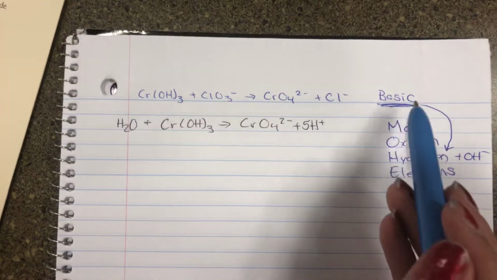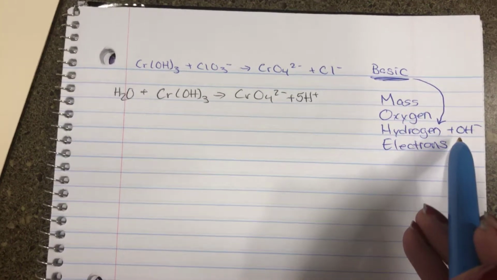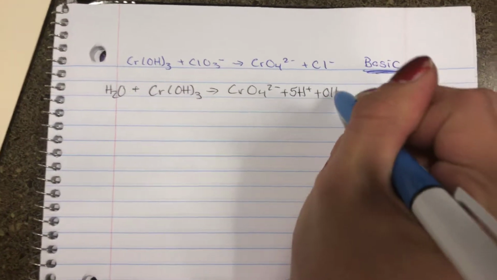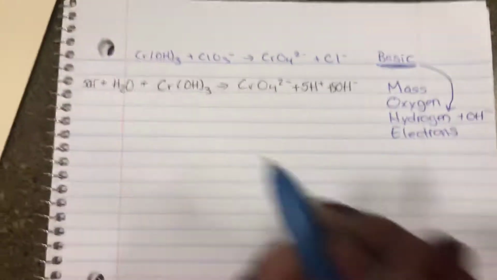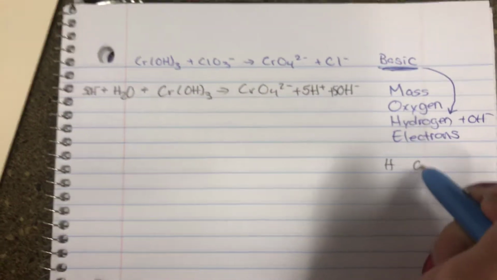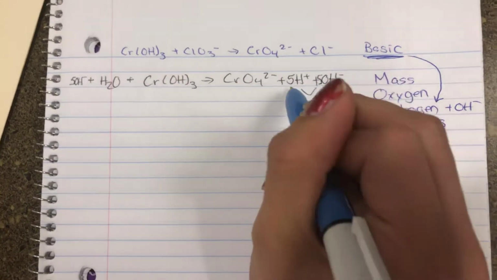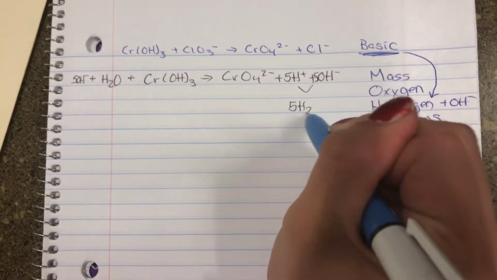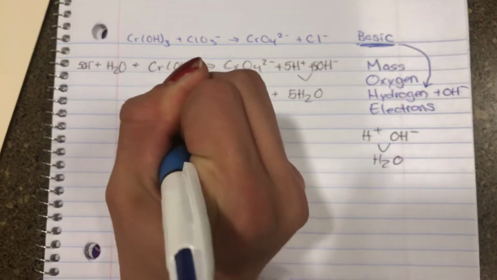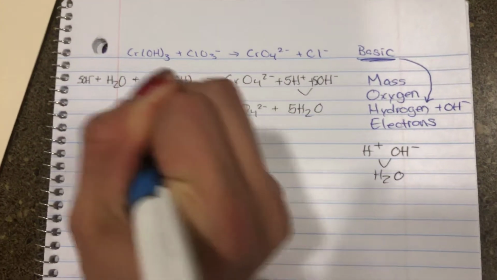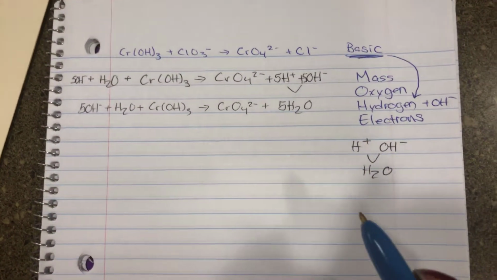But with basic solutions, what differs from acidic is that for every H we added, we need to add the same amount of OH on both sides. So 5 plus 5 OH minus. And when you have an H and an OH, that makes water, right? So over on this side, there's 5 and 5, so that should make 5 waters. So to write this out again. Okay, so now this is how it is once you add these.